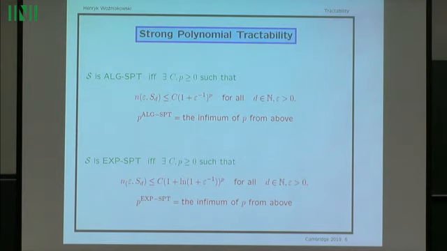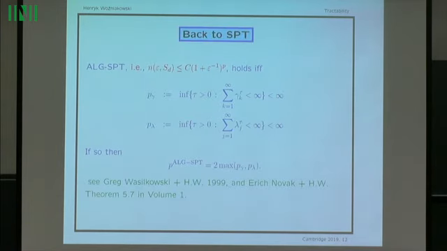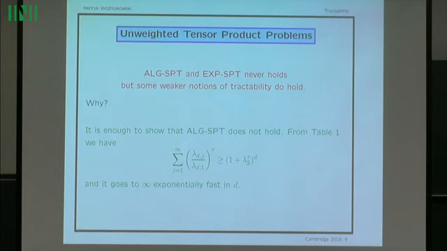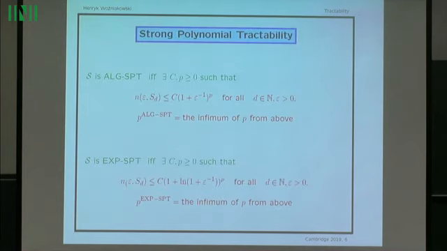Now, for exponential tractability, we do basically the same, but we replace 1 over epsilon by log 1 plus 1 over epsilon. And again, no dependence in the upper bound on the information complexity in terms of d, and the polynomial dependence on log 1 over epsilon. This bracket should be higher. Okay, that's the first typo. Probably not the last one. Okay, and again, the infimum of p.